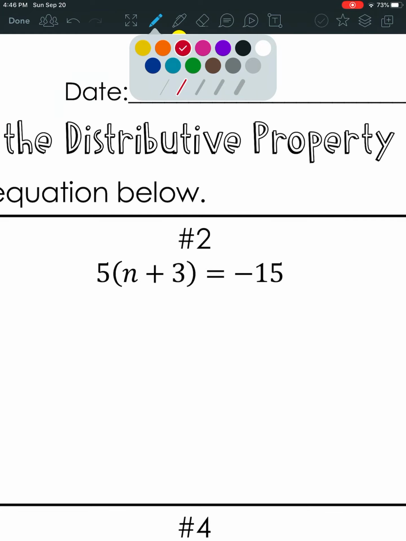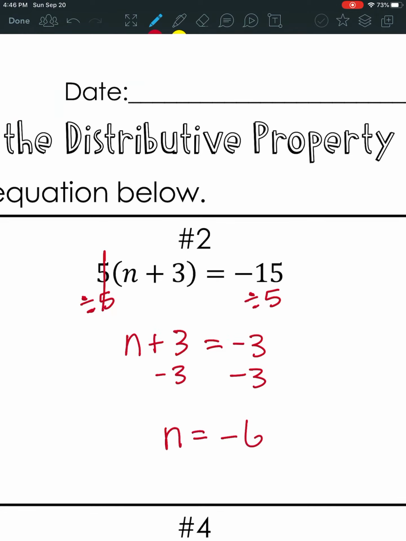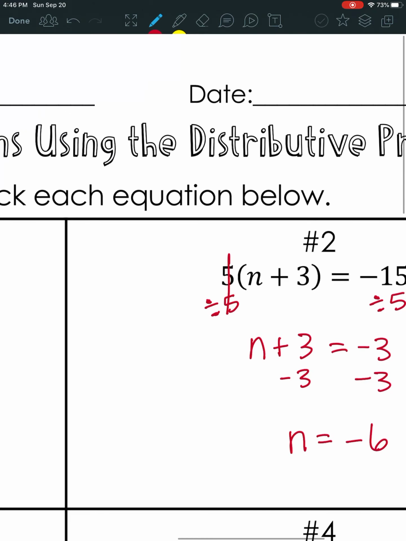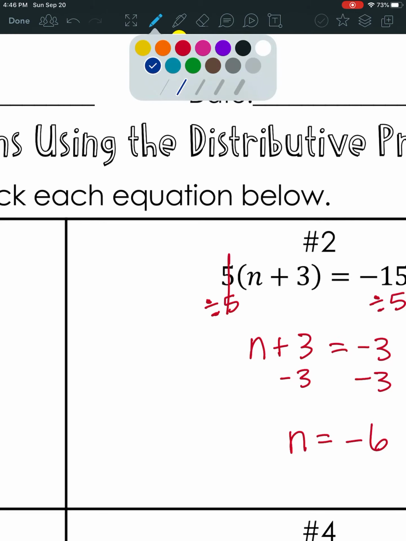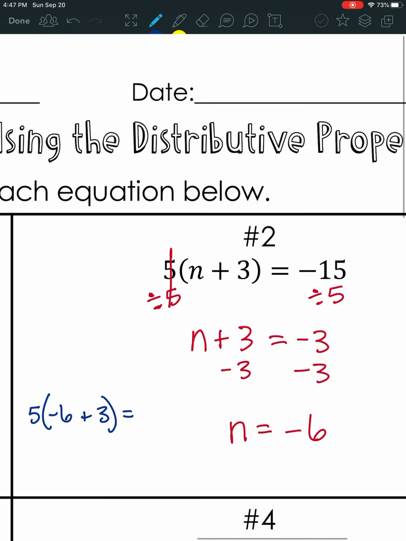And one more, we've got distributive again. If you want to see that other method, the number right next to the parentheses, it's on the left side all by itself. So we could divide by 5, divide by 5. That would go away. And we get n plus 3 equals -3. And then to get n by itself, we just need to subtract 3. So n equals -6. Okay, so that's the second method where we can divide by that number out front and then check our work.